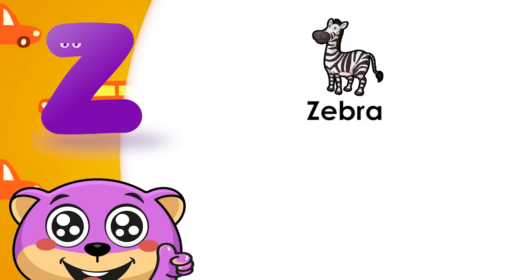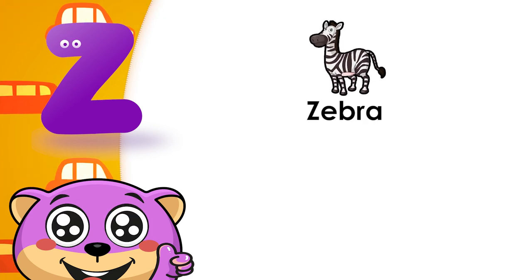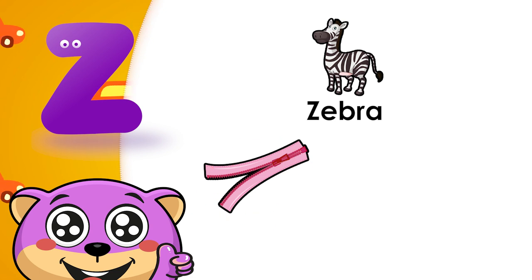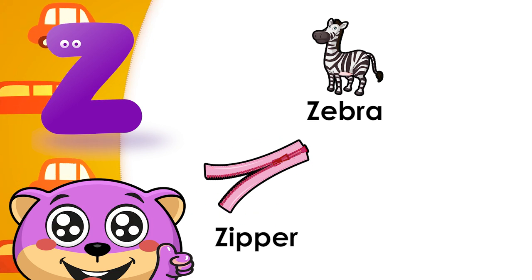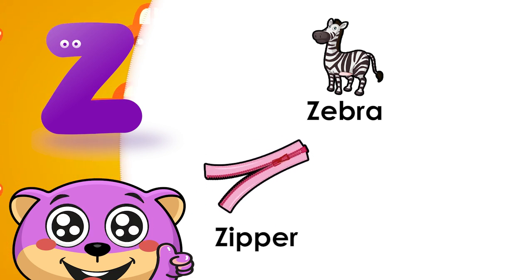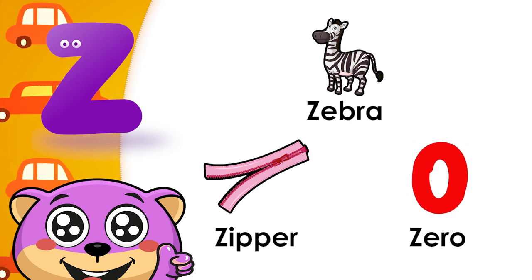Z is for zebra. Z is for zipper. Z is for zero.